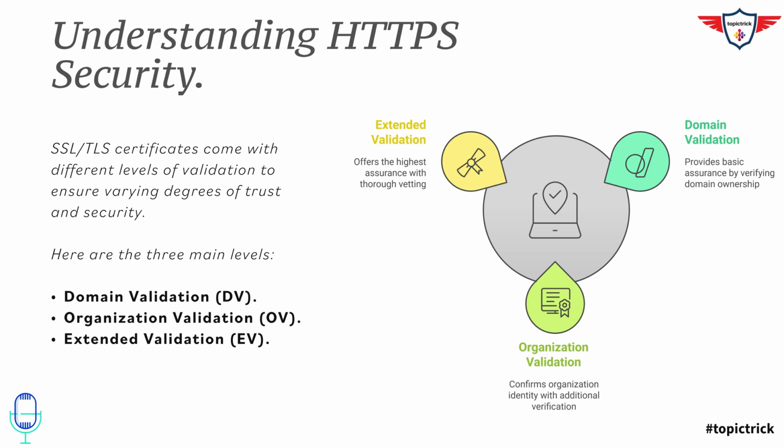Let's start with domain validation, or DV. This is the most basic type of certificate. It basically just verifies that the website owner controls the domain name. Think of it as a quick check to make sure the site isn't an imposter. So it's like confirming the website's address is legit, but not necessarily checking their credentials. Exactly. DV certificates provide that basic encryption, but they don't offer a lot of detailed information about the website owner.